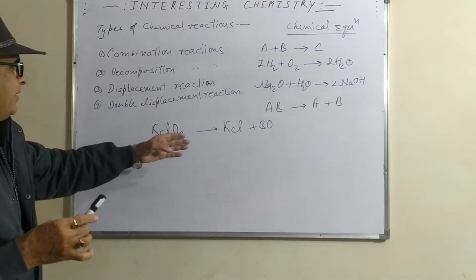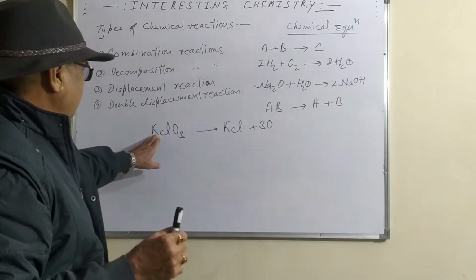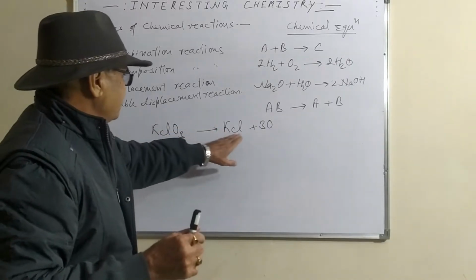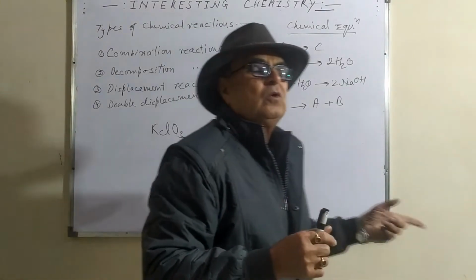Now how will you balance the equation? Here there is 1 atom of potassium on each side, 1 chlorine, and 3 oxygen on each side.